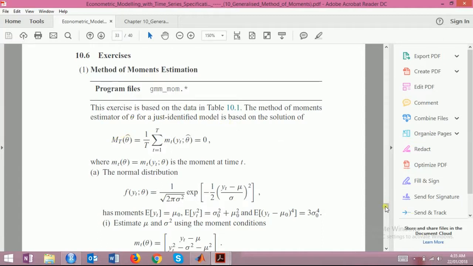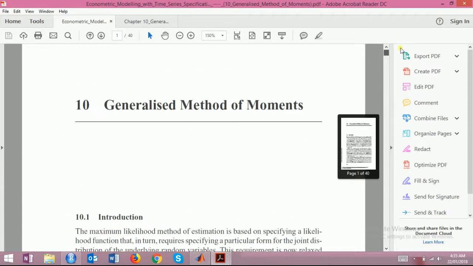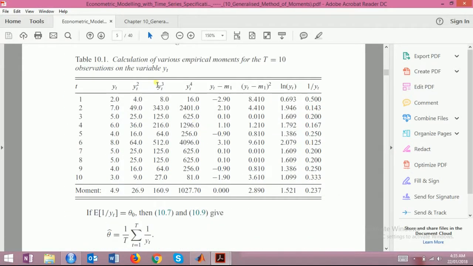Okay, let's have a look into the data. We are on page 33, table 10.1. We can just jump into table 10.1, or yeah, let's just scroll up. The first table we're talking about. So in the table we have yt square, yt cube, yt to the power 4, then first uncentered moments, and then log yt and 1 by yt, all in columns, and they are estimated. Generalized method of moments, or empirical moments, are being estimated.